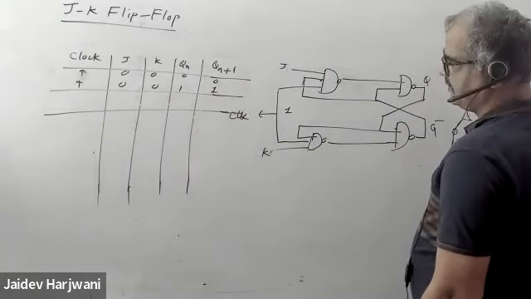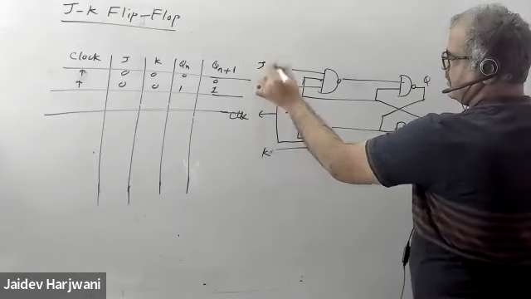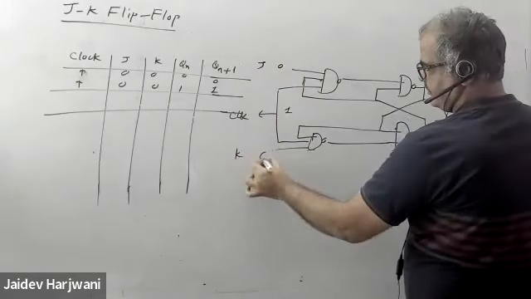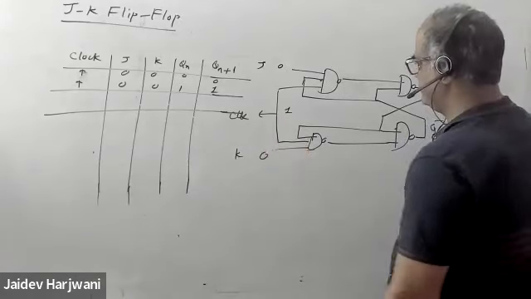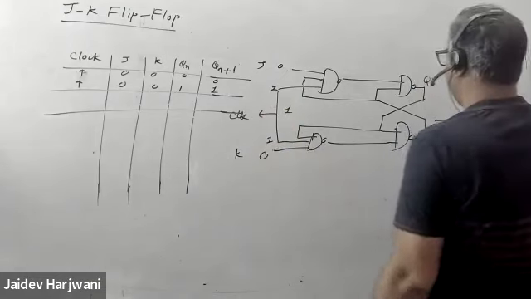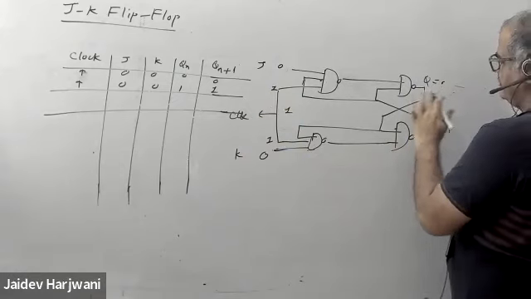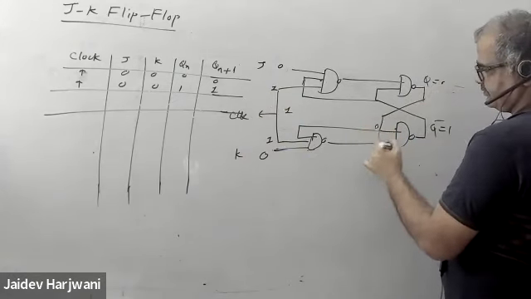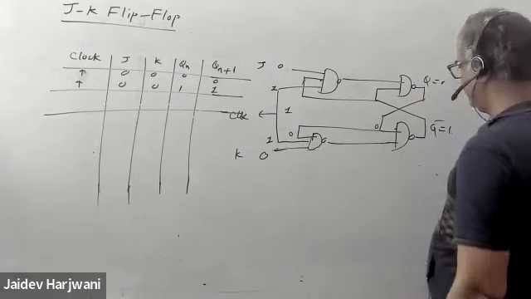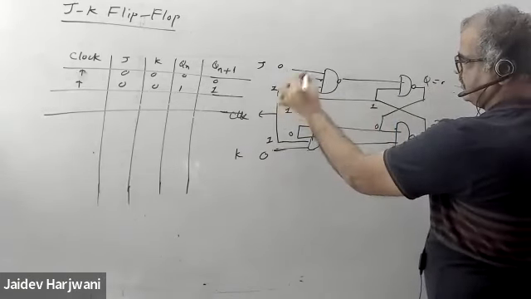So I'm taking 0, 0. So your J is 0, and your K is 0, and clock is on. So clock is 1. Initially I'm taking this as a 0. Initially I'm taking this as a 1. So this 0 going here, so obviously this 0 also comes here. And this 1 going here, so this 1 also comes here.